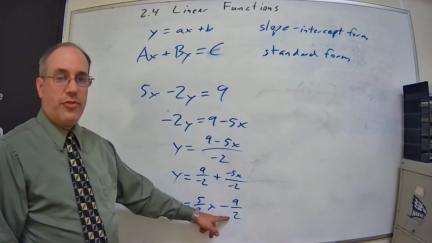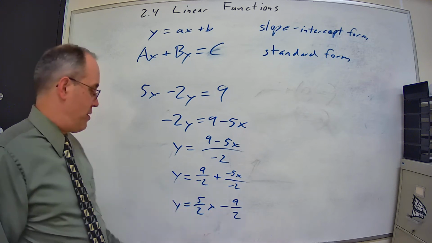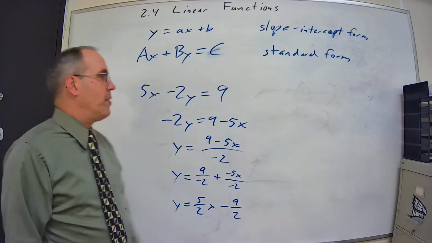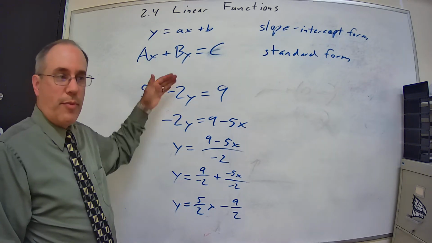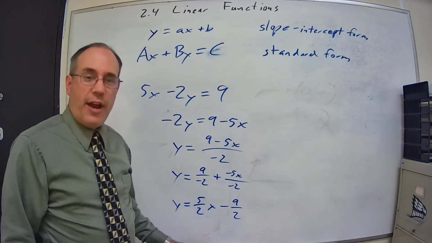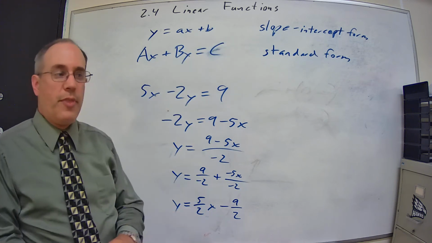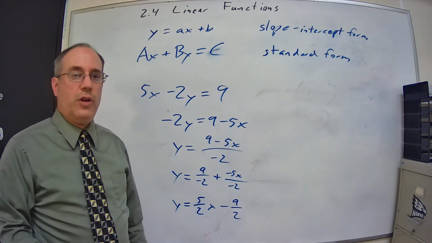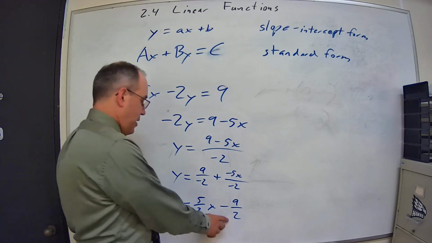Negative 9 halves. So 0, negative 9 halves, or 0, 4.5, right? So this is in slope-intercept form. Remember, it's standard form that you need to have them, and you want to have them as integers. It's okay to have fractions and or decimals in slope-intercept form if you can keep it as a fraction as opposed to rounding a decimal, then keep it as a fraction.